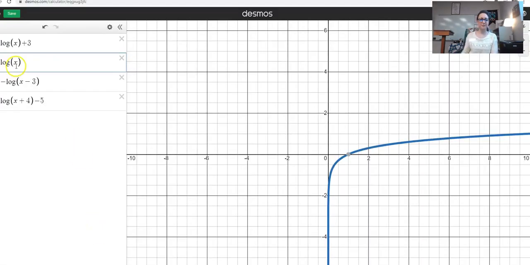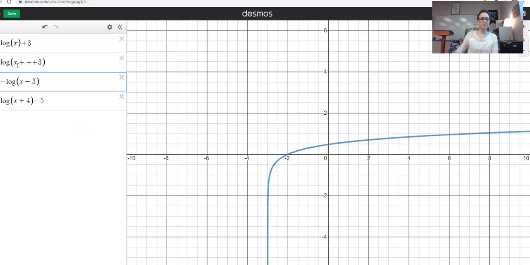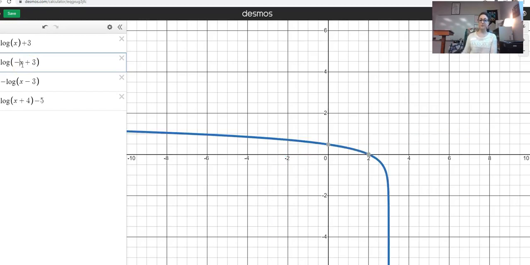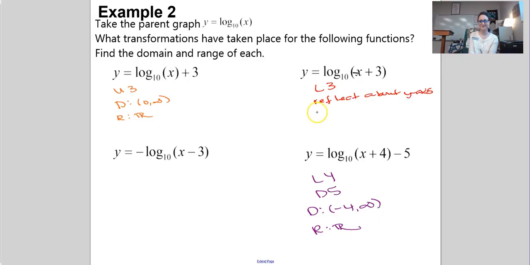All right, so here's our graph of the parent function. Then I'm going to add 3 to the inside. That's going to shift left 3. And then I'm going to put a negative in front of the x, and notice that I take that whole thing and reflect it about the y-axis. All right, so has the range changed? No, but what's the domain this time? This time the domain is -infinity to +3, because of that reflection, right? Range is still all real numbers.